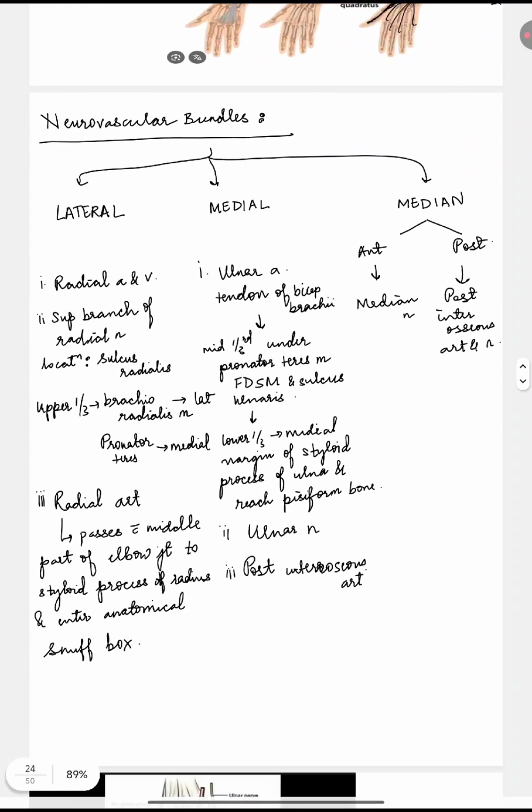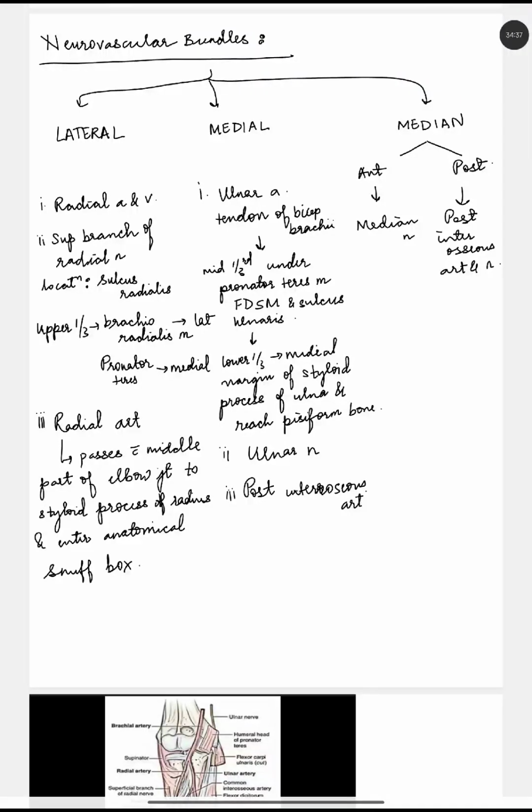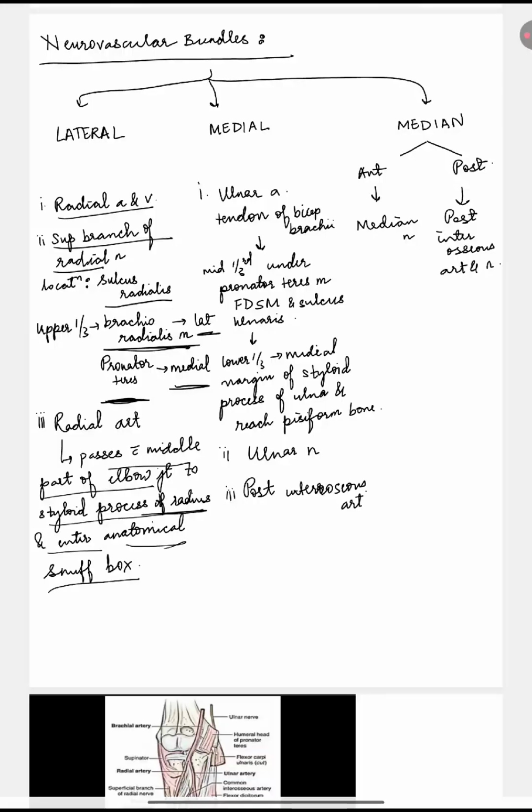Neurovascular bundles, there are again three parts. Now laterally there is the radial artery and vein, and the superficial branch of the radial nerve. Where is it located? Sulcus radialis. In the upper one third of the forearm, it is bounded by the brachioradialis muscle laterally, and pronator teres muscle medially. The radial artery passes from the middle part of the elbow joint to the styloid process of the radius and enters the anatomical snuffbox.